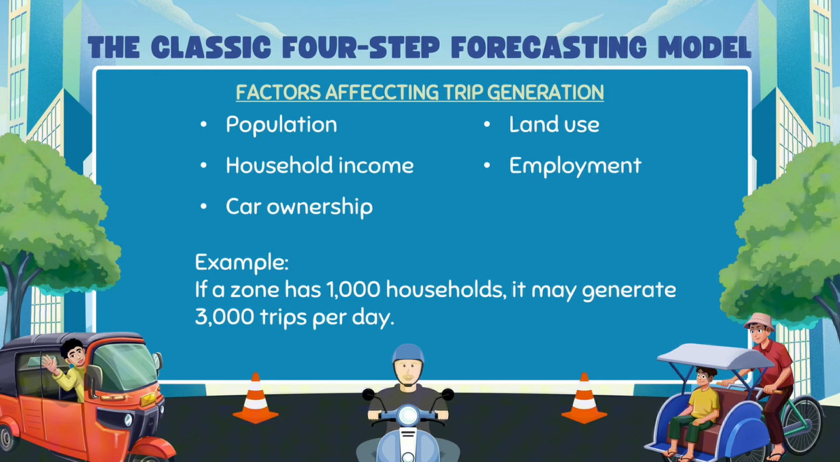The next, the land use. The type of place affects trips. For example, homes create trips while malls and offices attract trips. The next, the employment. More jobs means more people traveling to work, so more daily trips are made.